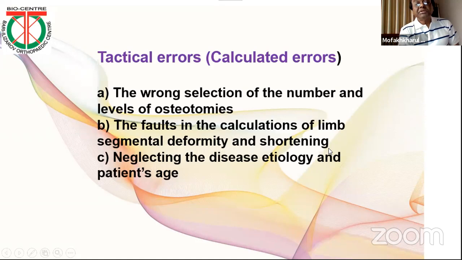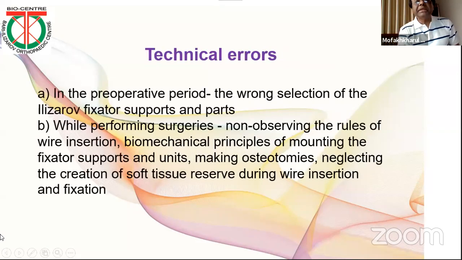Tactical errors: the wrong selection of the number and levels of the osteotomies, faults in the calculation of the limb segmental deformity and shortening, neglecting the disease etiology and the patient age. These are the tactical errors. And what about the technical errors?